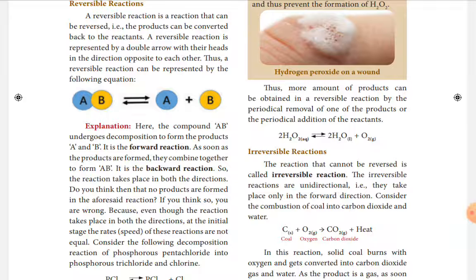So it is a unidirectional reaction, only one direction. The arrow is given in only one direction, the forward direction. So they take place only in the forward direction. Consider combustion. Normally all combustion reactions are irreversible reactions. When any hydrocarbon, firewood, or any fuel burns in the presence of oxygen, it gives carbon dioxide, water vapor, and heat energy. This cannot be recombined to give the reactant once again. So these types of reactions are irreversible reactions.